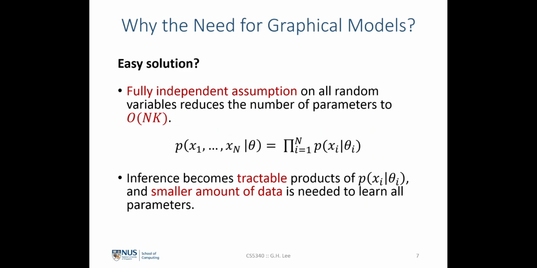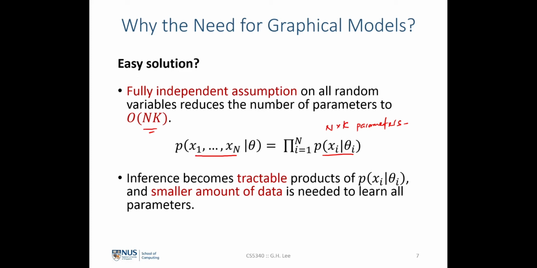So an easy solution would be to assume that all the random variables are fully independent, as we have seen in last week's lecture. In this case, given a joint probability distribution of x1 to xn, if all the random variables are fully independent, then we can factorize this joint probability distribution into a product of all the marginal probabilities p(xi), where each marginal probability can be represented by k parameters. Altogether, we have n random variables, so we have n times k parameters. In total, we will have n multiplied by k parameters to represent the joint probability distribution of x1 all the way to xn.